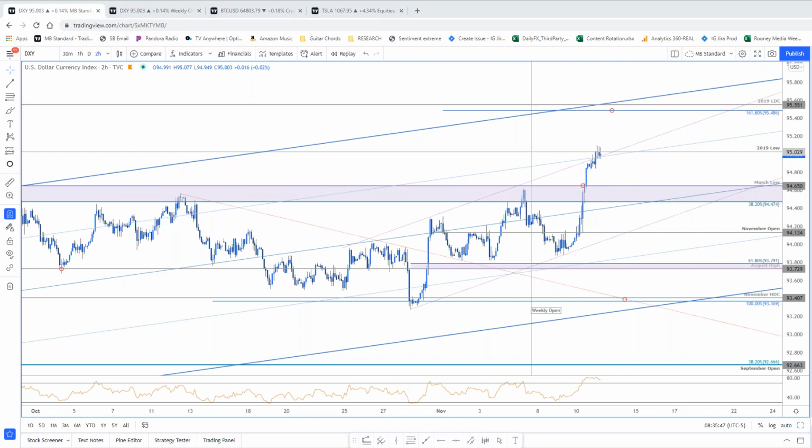Now, as far as the economic docket is concerned, guys, we're pretty quiet for the end of the week. Tomorrow you get Michigan consumer sentiment. That's the preliminary read for November. It's expected to uptick to 72.4 from 71. Not expecting that to be a major market mover.